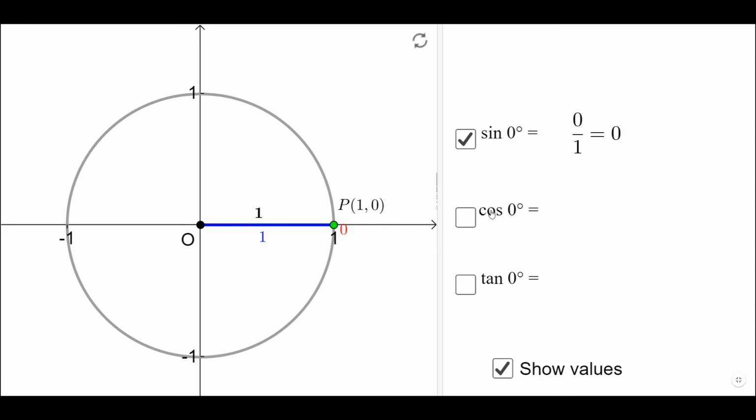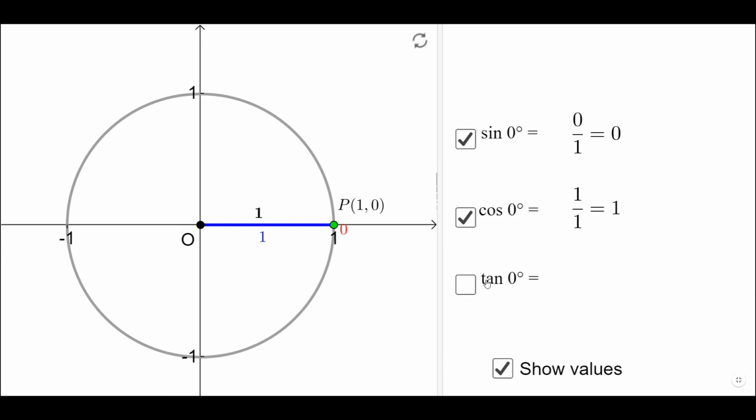We're going to do the same thing for cosine. The adjacent is currently 1. The hypotenuse is currently 1. And cosine is adjacent divided by hypotenuse. So we end up with 1 divided by 1. So cos of 0 is 1. And we can see that this length that we know gives us the cosine value is also 1.